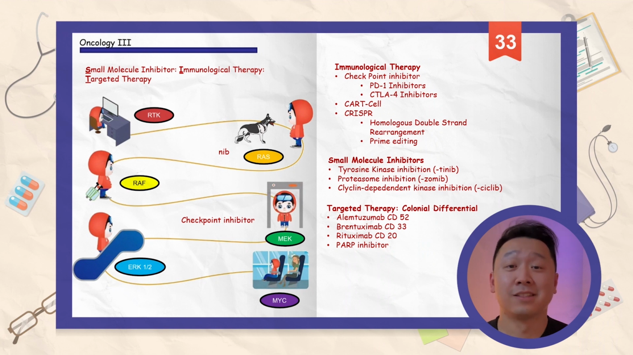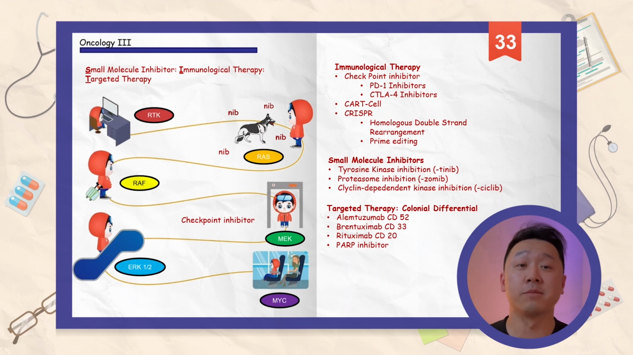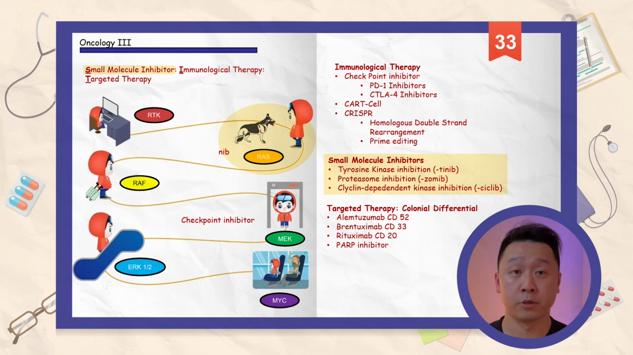So once the kid gets to the airport, a dog is sniffing the kid to check for any object that would otherwise be prohibited. The dog sniffing represents the suffix of a small molecule inhibitor, stopping the kid from progressing in the airport if he had any prohibited objects. So IB is the suffix for tyrosine kinase inhibitor, ZOMIB is the suffix for proteasome inhibitor, and finally CICLIB is the suffix for cyclin-dependent kinase inhibition, such as palbociclib.